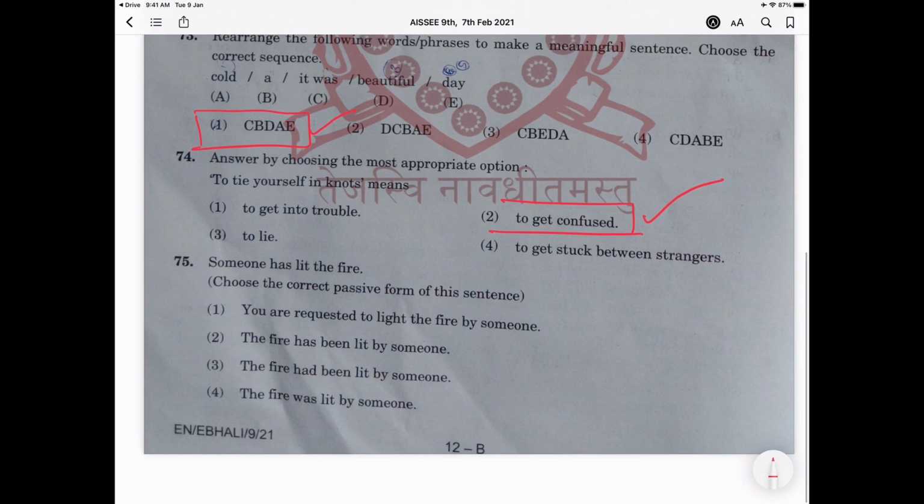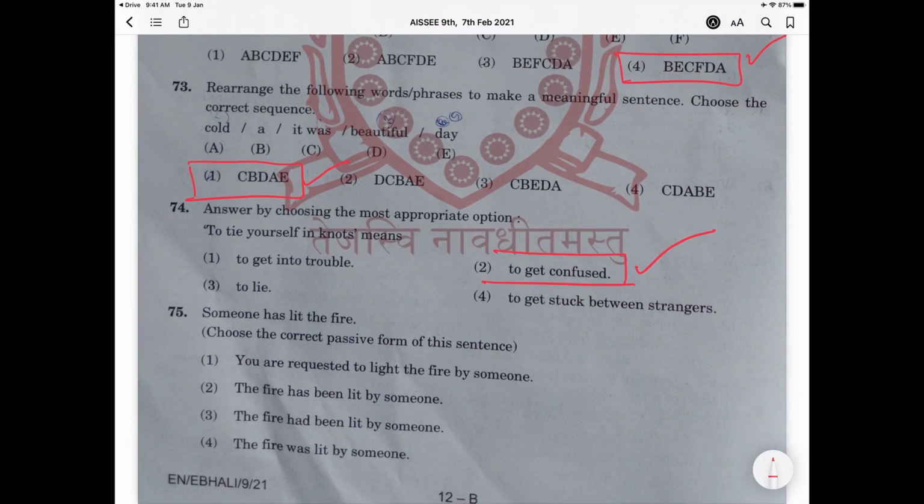In question number 75, someone has lit the fire. We have to choose the correct passive form of this sentence, and the correct answer is the fire has been lit by someone. Moving on to the next page.